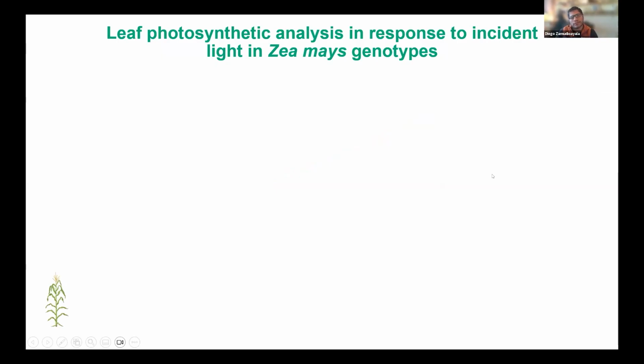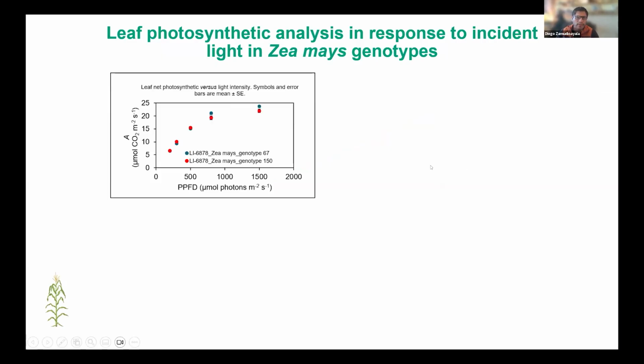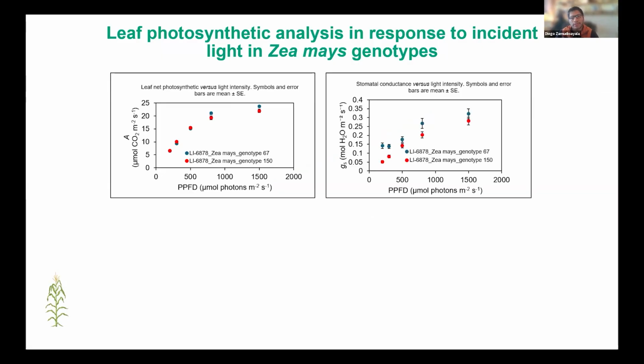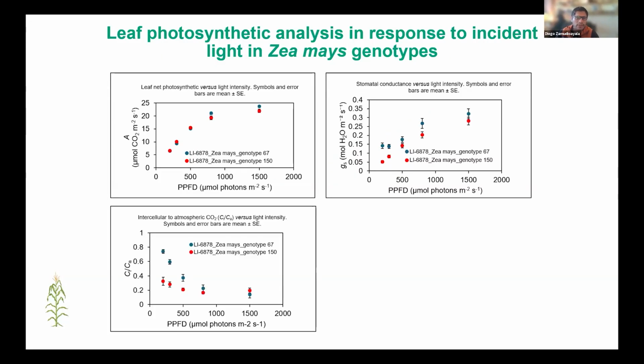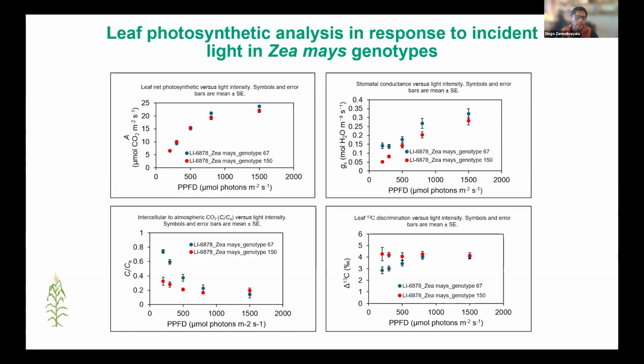to study C4 photosynthesis. To test this new system, we used maize genotypes that we know have a similar assimilation rate, or A, under different light intensities. They have a different gs, or stomatal conductance, under different light intensities. And as a result, both genotypes differ in their Ci over Ca values. So we already know this.